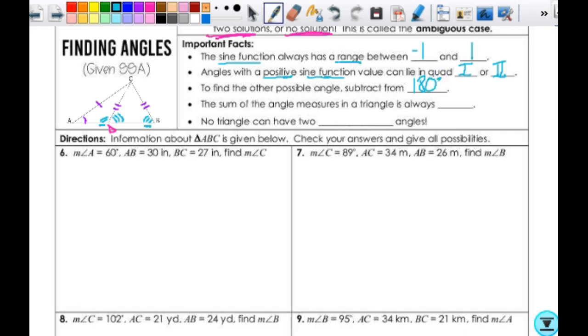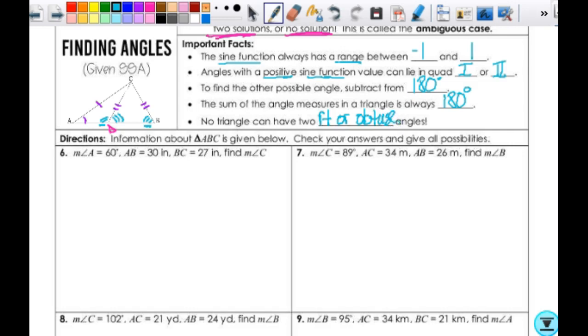Now, the sum of the angles in a triangle is always what? 180. And no triangle can have two what? What kind of angles can you not have more than one of? Right angles or? Okay, yeah, two right or obtuse angles. Okay.